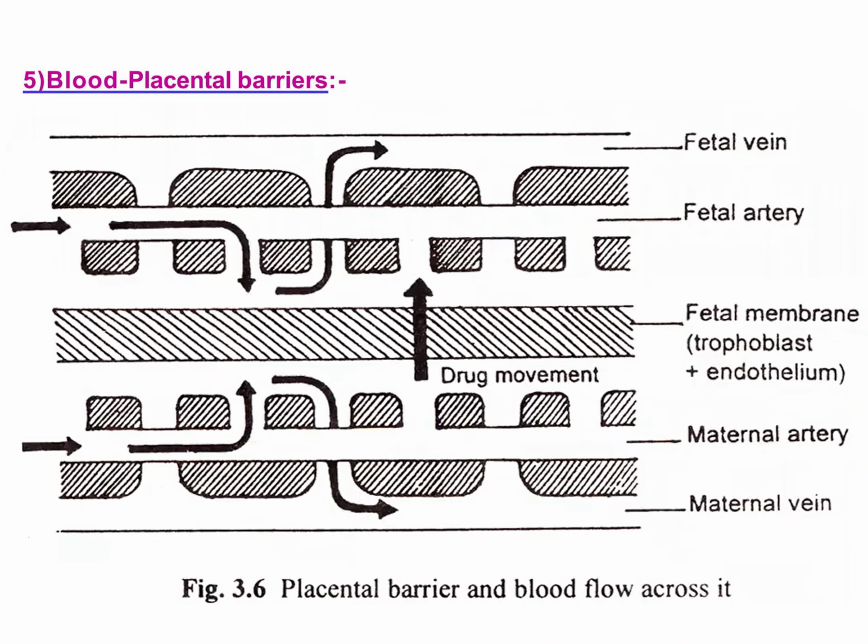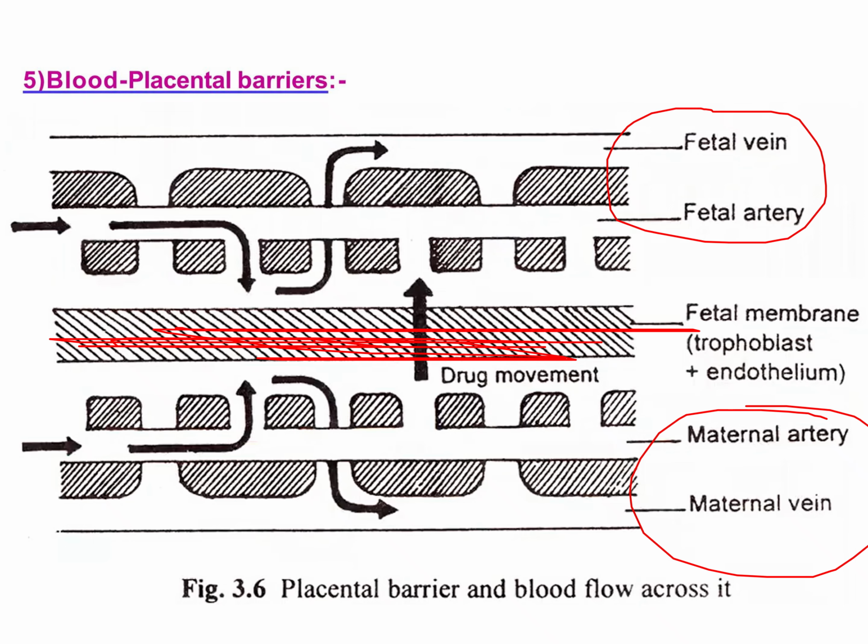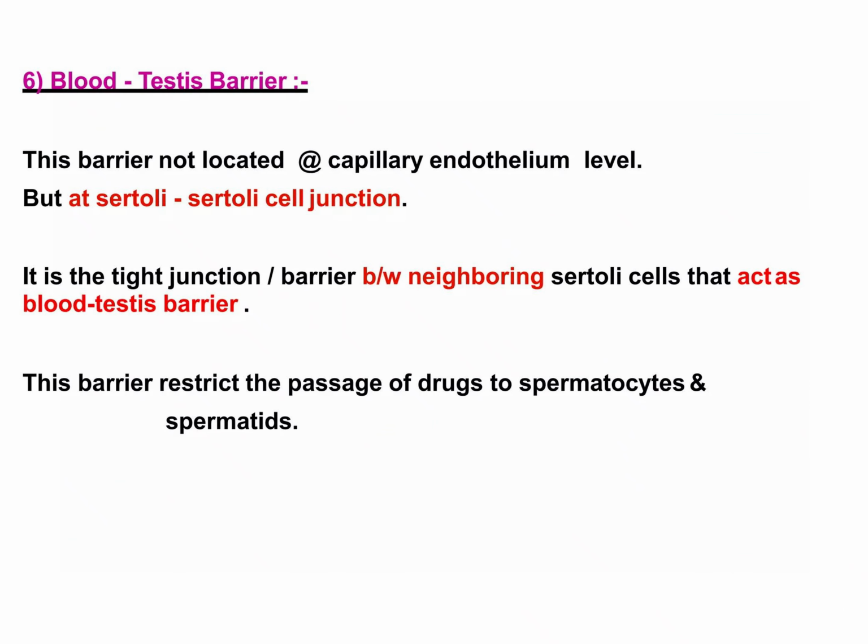You can see here the barrier. This is the main barrier, and here is the maternal blood flow, the maternal artery and vein, and here is the fetal vein and artery. So usually the fetal membrane is composed of trophoblast and endothelium. So drugs less than 1000 Dalton can pass through this, or lipophilic drugs can pass through this. Okay. So this is the maternal flow and this is the fetal flow.